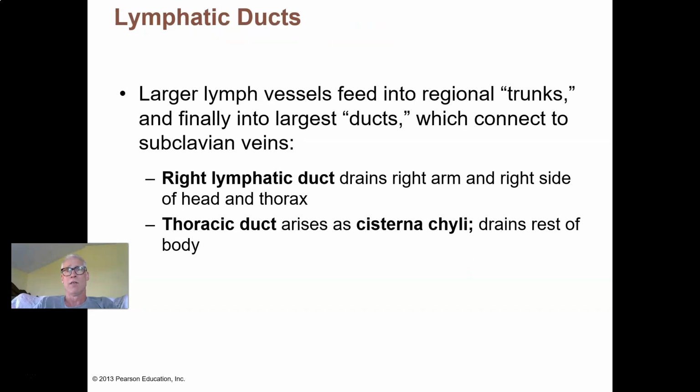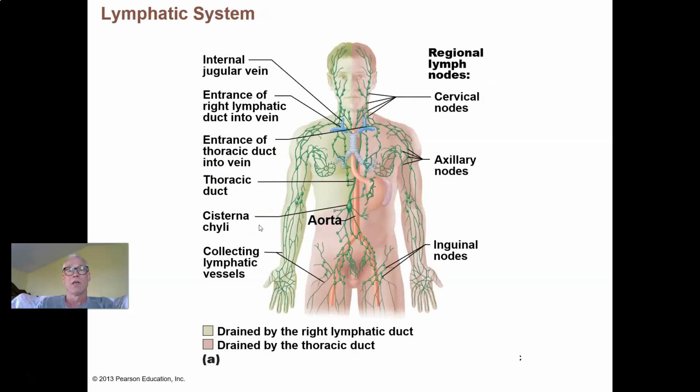So trunks are the nearest to the largest ducts. As the lymph vessels coalesce into larger and larger vessels, they eventually form what are called trunks, regional collection tubes, and then into ducts. Two ducts which are going to deliver the fluid into the venous circulation: the right lymphatic duct and the thoracic duct. Let's take a look at a graphic that we can see where those things are located.